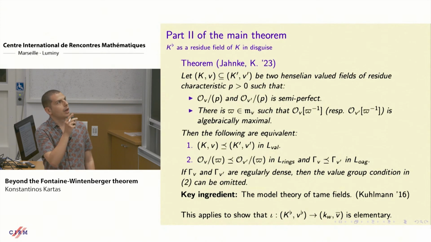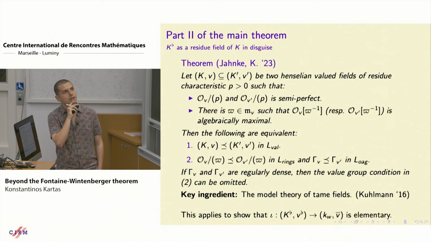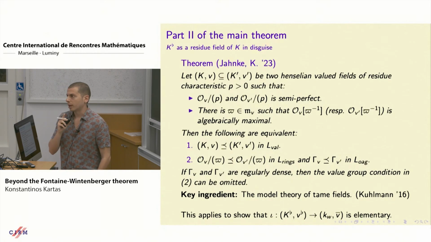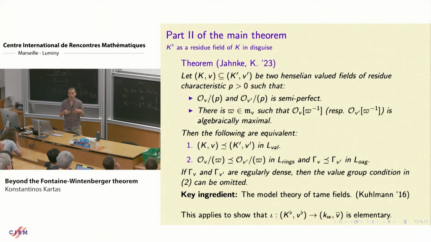Okay, and the key ingredient to proving this theorem is the model theory of tame fields, which was introduced and studied by Franz Viktor Kuhlmann. And this is really the key that unlocks the model theoretic results contained in this paper. This, in combination with the fact that the valued fields I'm considering can become tame after passing to the ultrapower and making a coarsening. So this applies to the previous situation.